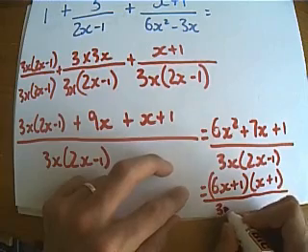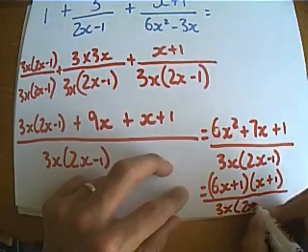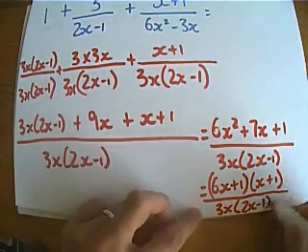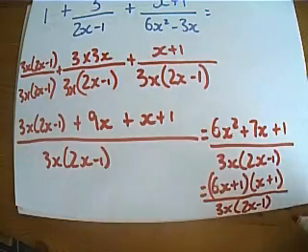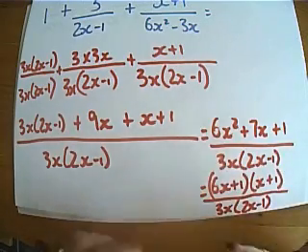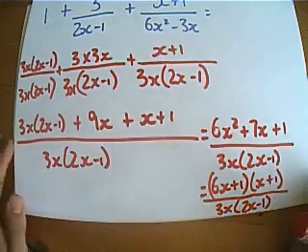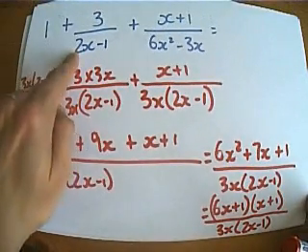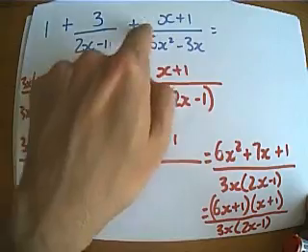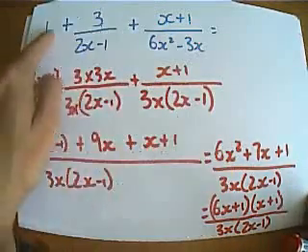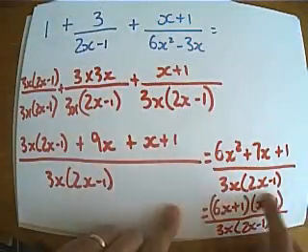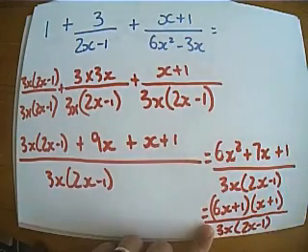And sometimes what you get, but we haven't in this case, is a common factor top and bottom, so you can cancel things out. In this particular case we haven't, so we're going to leave that expression as it is. So we've managed to turn 1 plus 3 over 2x minus 1 plus x plus 1 over 6x squared minus 3x into something that looks a little bit simpler, like so.